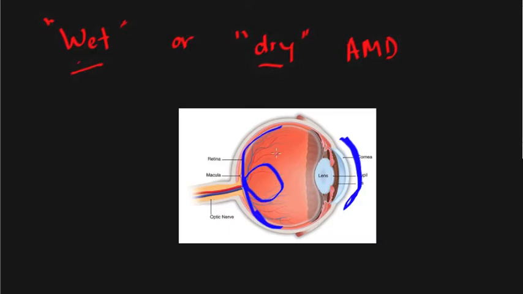So the presence of blood or fluid in the macula causes us to characterize that patient as wet macular degeneration. Or if there isn't any blood or fluid in the macula, we call that dry macular degeneration. And so probably a more accurate term is macular degeneration with blood or blood vessel growth, or macular degeneration without blood or blood vessel growth, rather than calling it wet or dry.